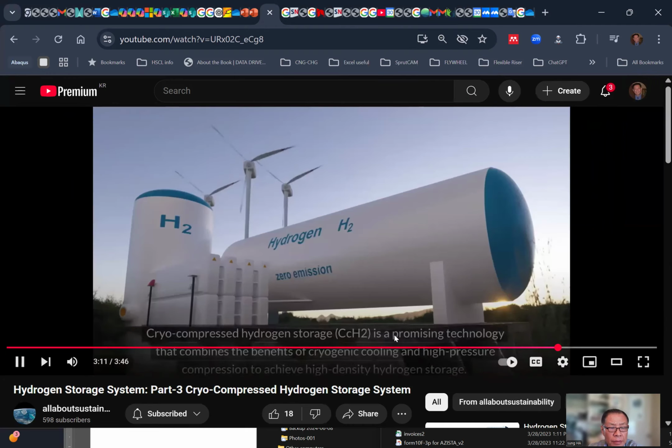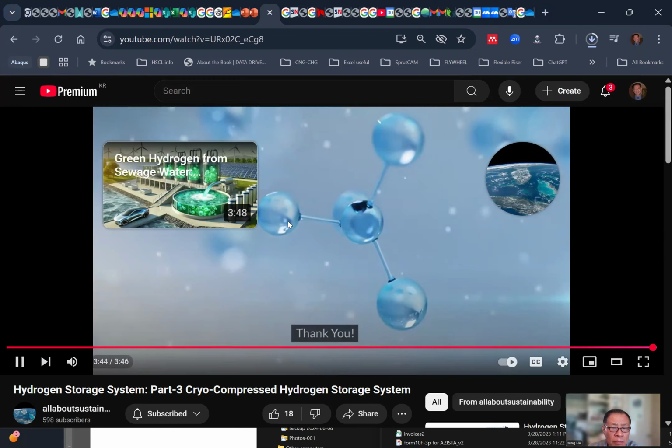While it offers advantages in terms of energy density and efficiency, it also faces challenges related to complexity, cost, energy consumption, and safety. Continued research and development are needed to address these challenges and make CCH2 a viable option for large-scale hydrogen storage and utilization. Thank you.